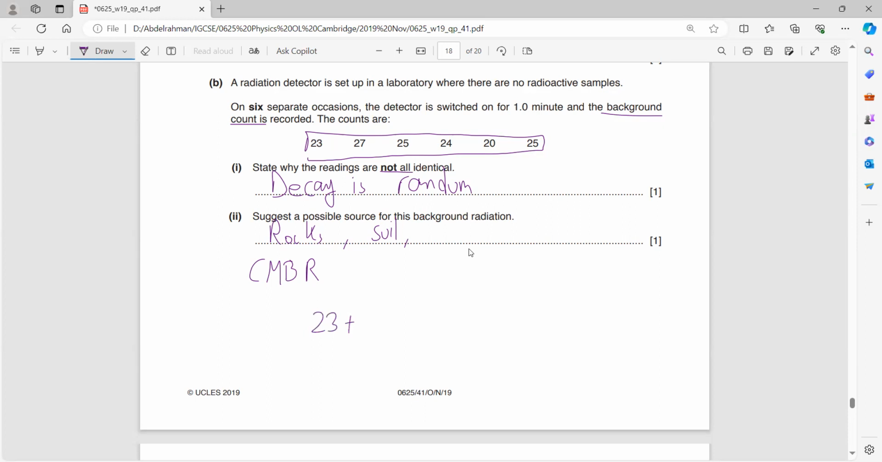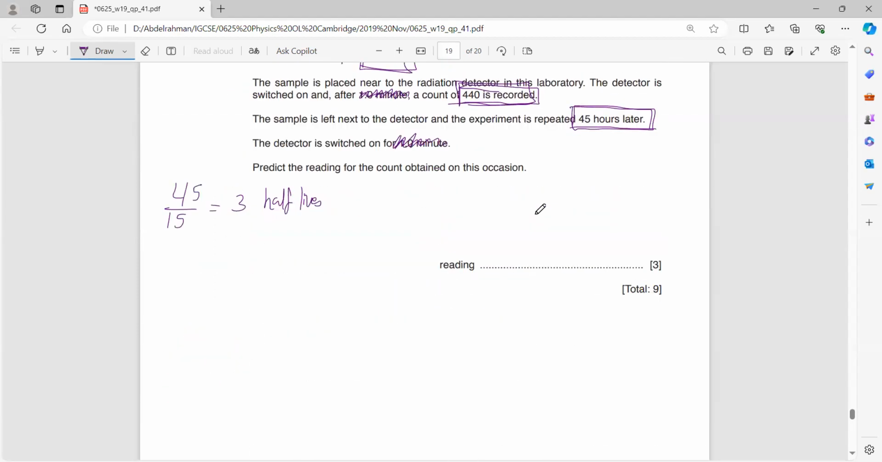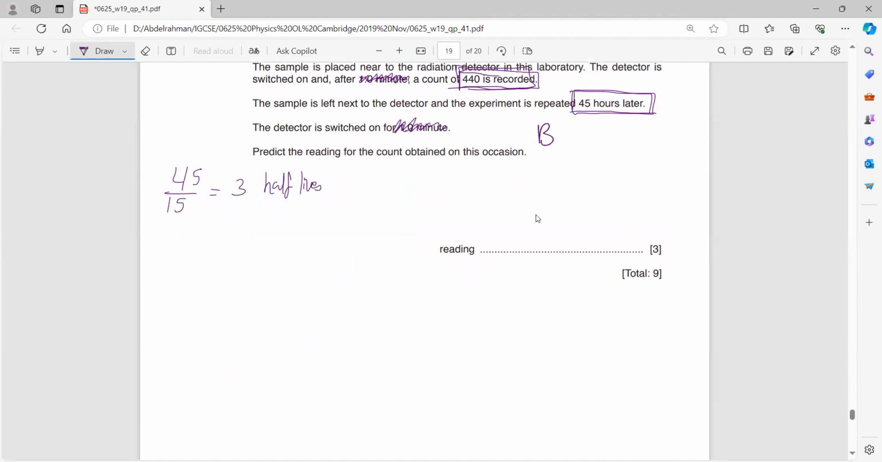How? I will say 23 plus 27 plus 25 plus 24 plus 20 plus 25 divided by 6. Come, let's calculate it together quickly. 25, 24, 20, 25 divided by 6 gives me 24. So the average background radiation is 24.